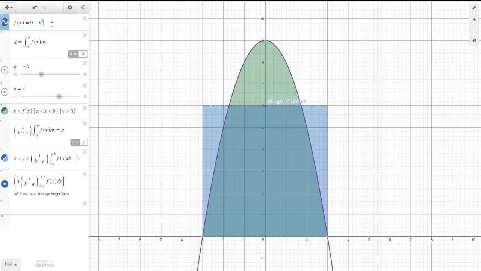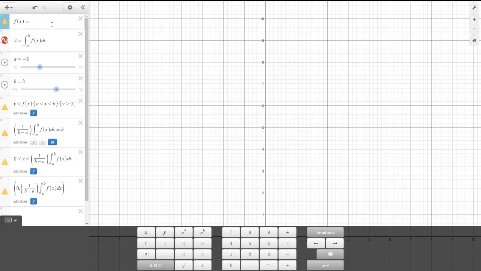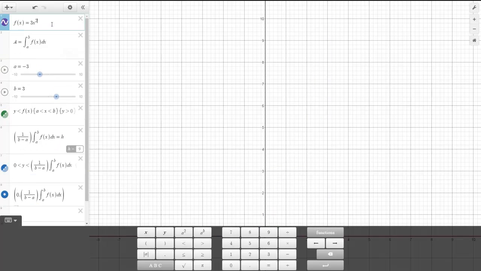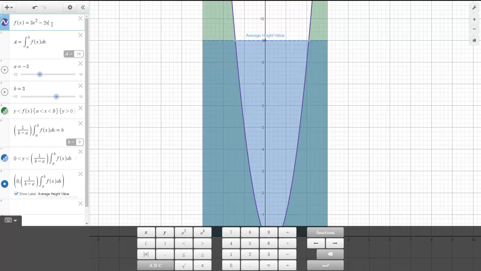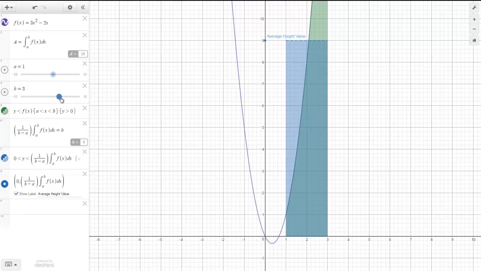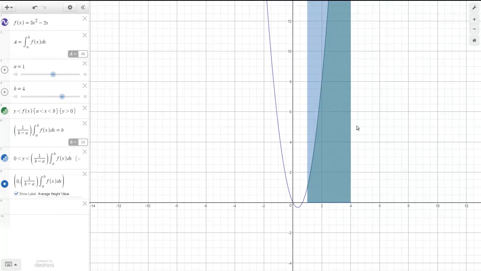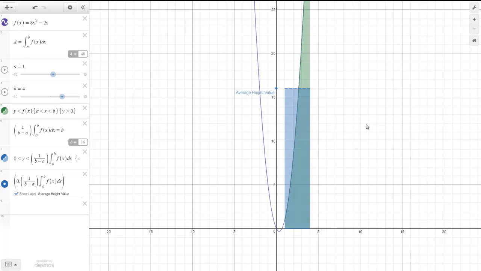I drew a picture of our previous example. Let's look at a nice picture. The first example we did was 3x squared minus 2x, and we were looking at the interval from 1 to 4. So let's change this to 1 and change this to 4. Okay, zoom out a little bit. So the average height we found, as indicated here, is 16. That's the exact same conclusion we reached.